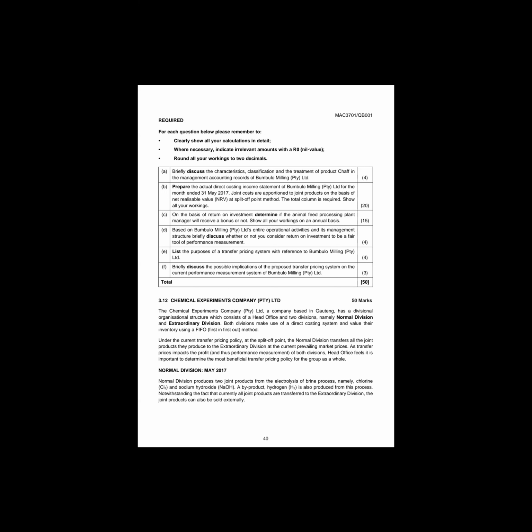There's an answer there at the back, but I don't want you to start off there. You are required to prepare the actual direct costing income statement. This is also covered in your MAC 2601, where they distinguish between absorption costing and direct costing. Direct costing is the one that gives you contribution, and from your contribution, you deduct your fixed expenses, and then you arrive at your profit.